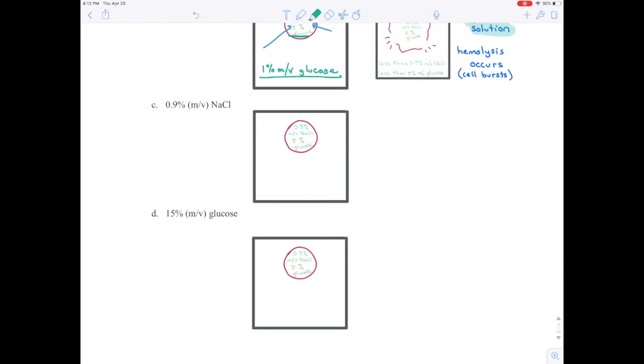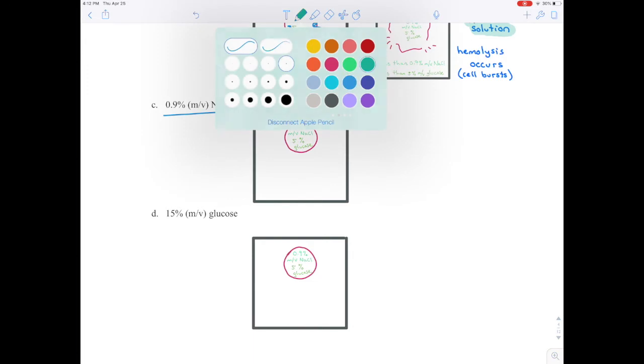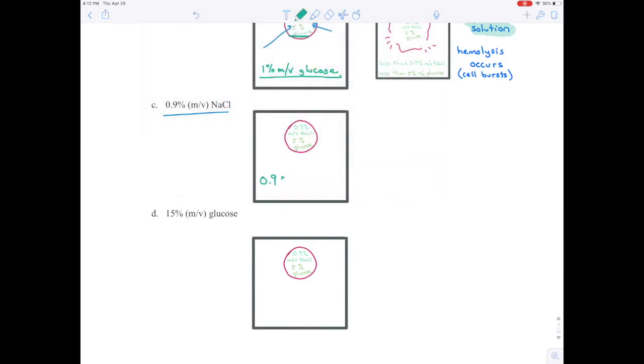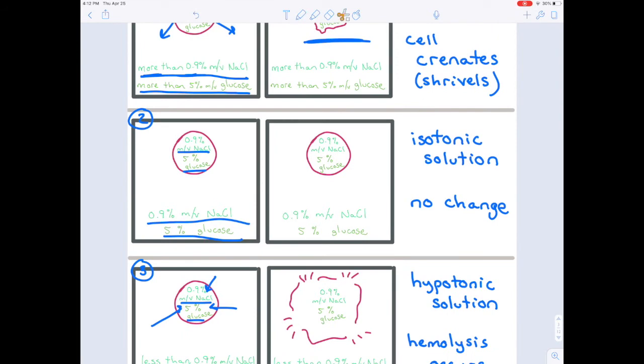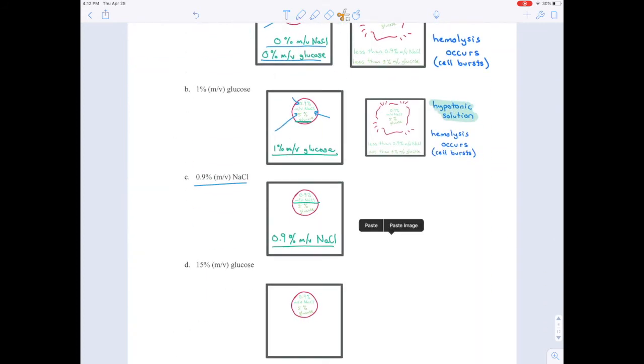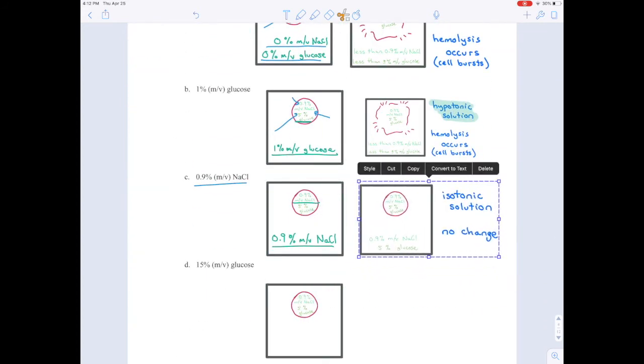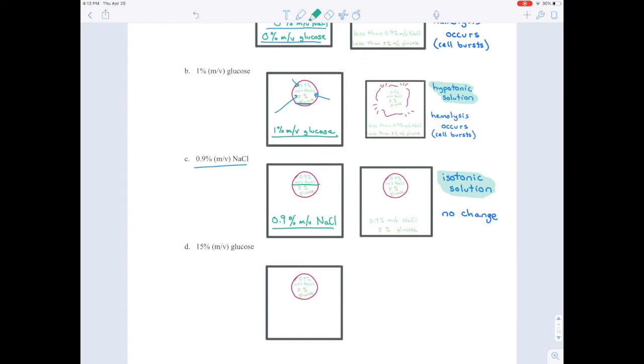For C, they tell us that we have 0.9% sodium chloride mass volume in the solution, so outside of the cell. So we're going to compare that 0.9% outside with the 0.9% inside. Well, those are equal, so that's the second case we saw, where it's the same outside and inside, so there's no change. And the term for the solution would be an isotonic solution. So the solution is isotonic, iso equal, tonic solute, and as outside the cell is inside the cell, so there'd be no change with that one.